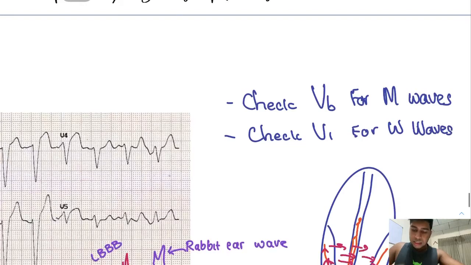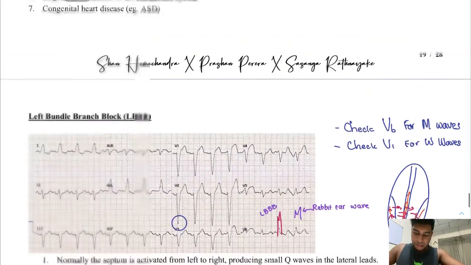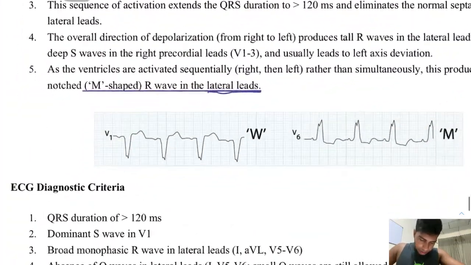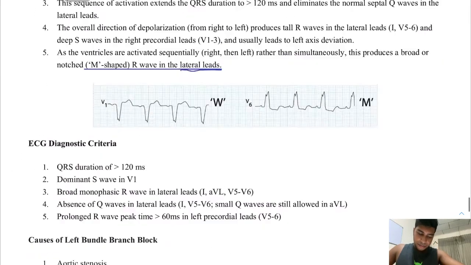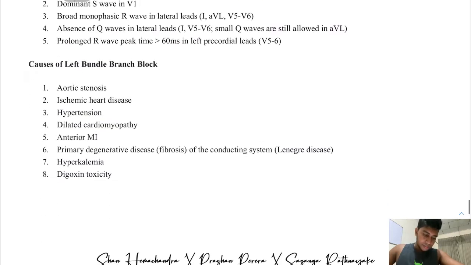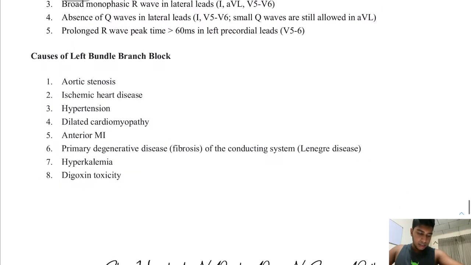So V6 for the M waves, V1 for the W waves. Opposite in right bundle branch block. In right bundle branch block, V1 for M waves, V6 for W waves. Here are the shapes: V1 W waves, V6 M waves. And again this is related to the left heart diseases mainly.